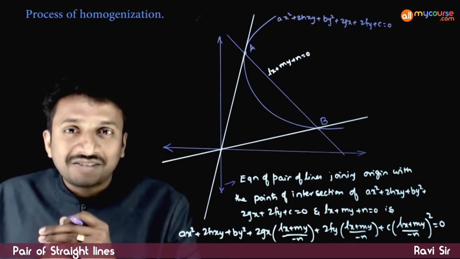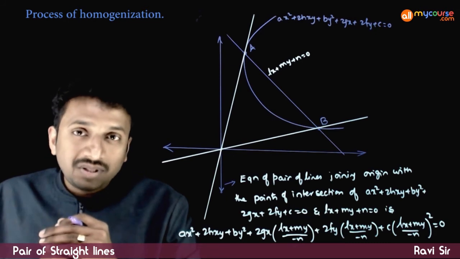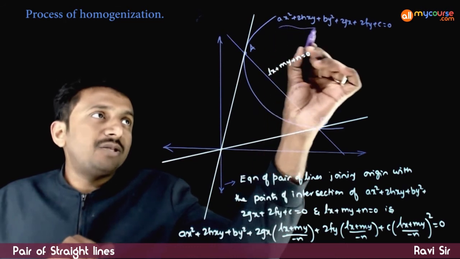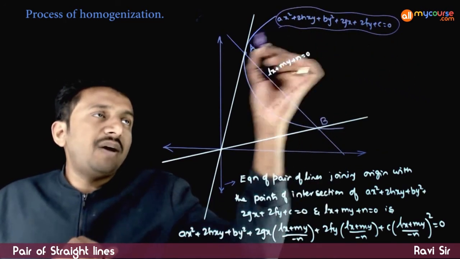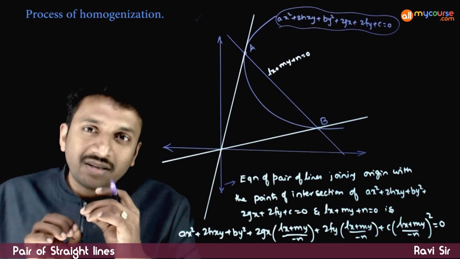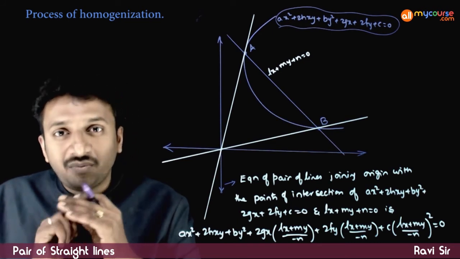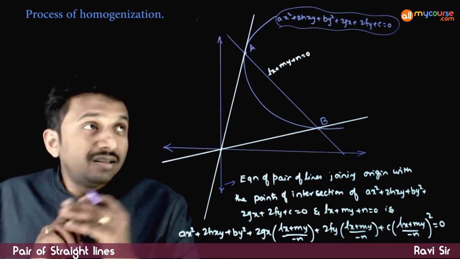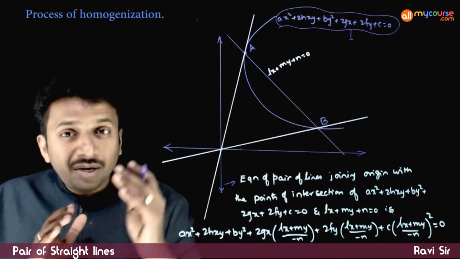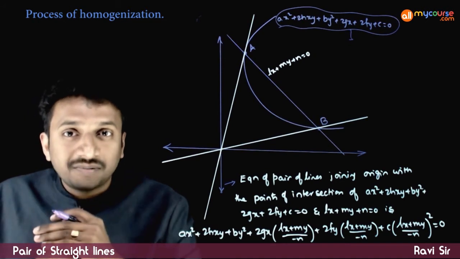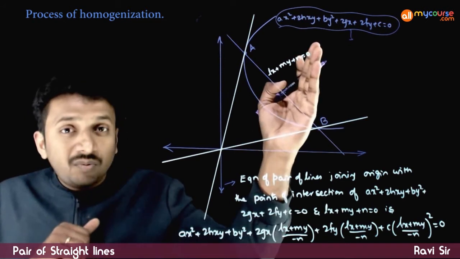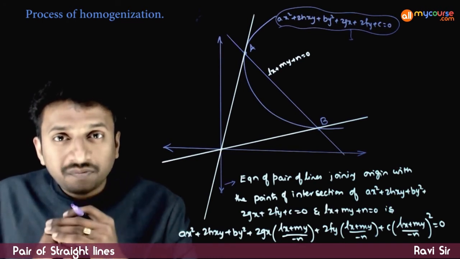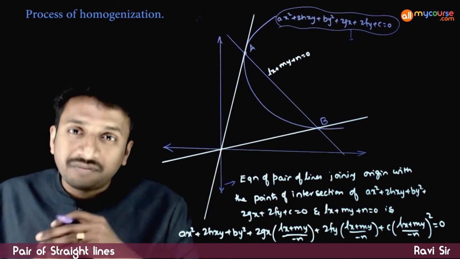So what is the meaning of this? Suppose that you have a general equation ax square plus 2hxy plus by square plus 2gx plus 2fy plus c is equal to 0. We have already seen that this equation need not always represent a pair of lines. This equation might represent a pair of lines if delta is equal to 0. Otherwise, it might represent some other curve.